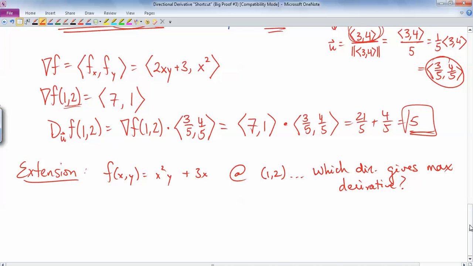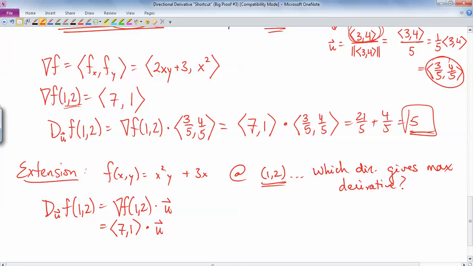Okay, so the question now is, what's u that gives us the steepest slope at the point 1, 2? Which direction do I have to be facing for that? So the derivative in the direction of u of f at 1, 2 is going to be the gradient of f at 1, 2 dot the unit vector. And the goal is to get the unit vector. We know that the gradient at 1, 2 is 7, 1, dot the unit vector.